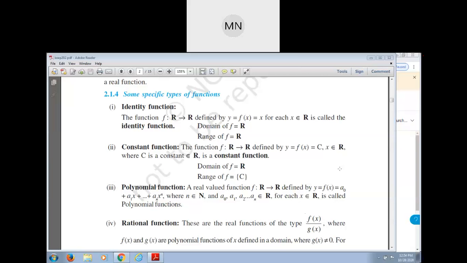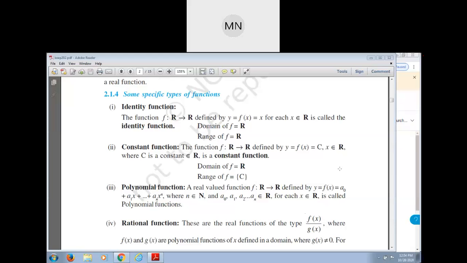Okay, for the identity function, the definition is what? Y equals x, or you can say that f of x equals x. And here see that the domain of this function is what? The domain of this function is R, and the range of f is also what? R. Because range of f means what? It is also R, because we consider f of x equals x.